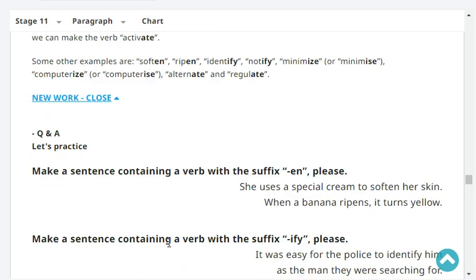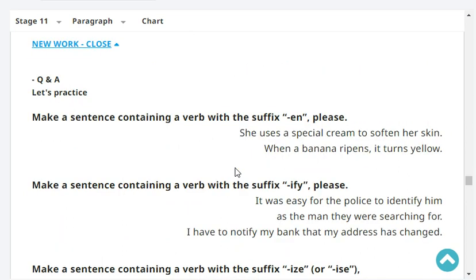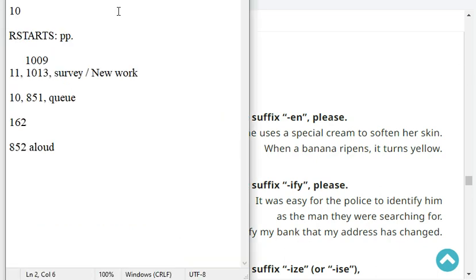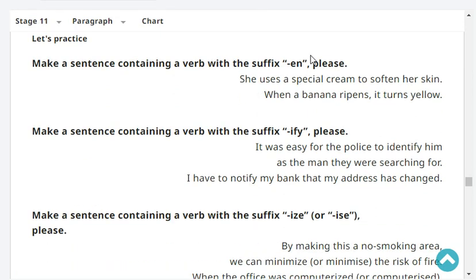Okay, let's practice. Make a sentence containing a verb with the suffix en. He uses a special cream to soften her skin. Very good.